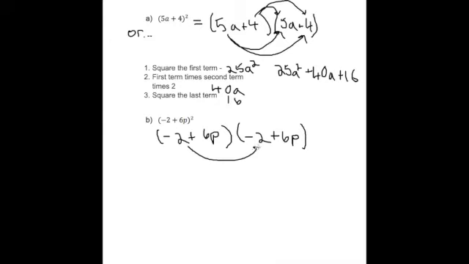So the first method, remember, it's squaring, so you write it out twice. You do first term times first term, so minus 2 times minus 2. First term times second term is minus 2 times 6p. Second term times first term, so it's 6p times minus 2. And then second term times second term, which is 6p times 6p. However, you could do it this other way.